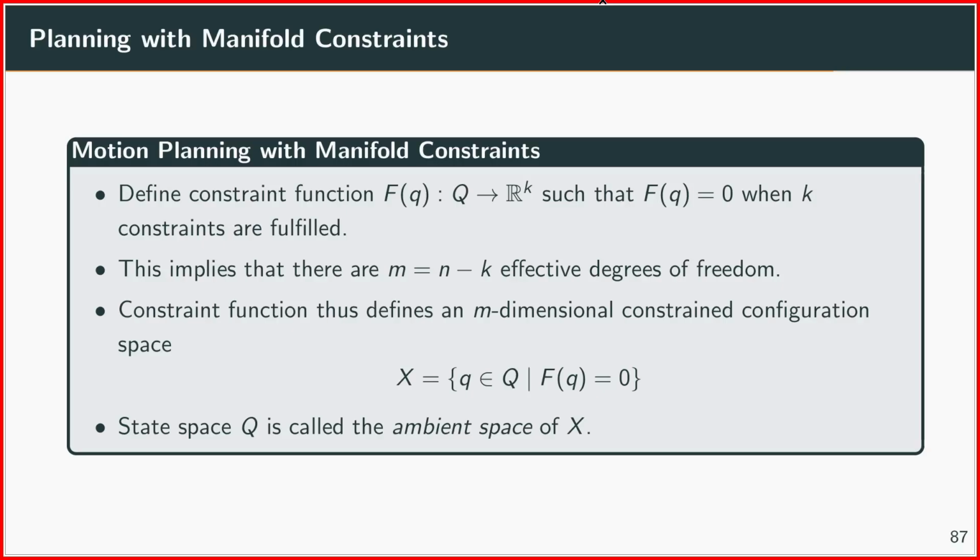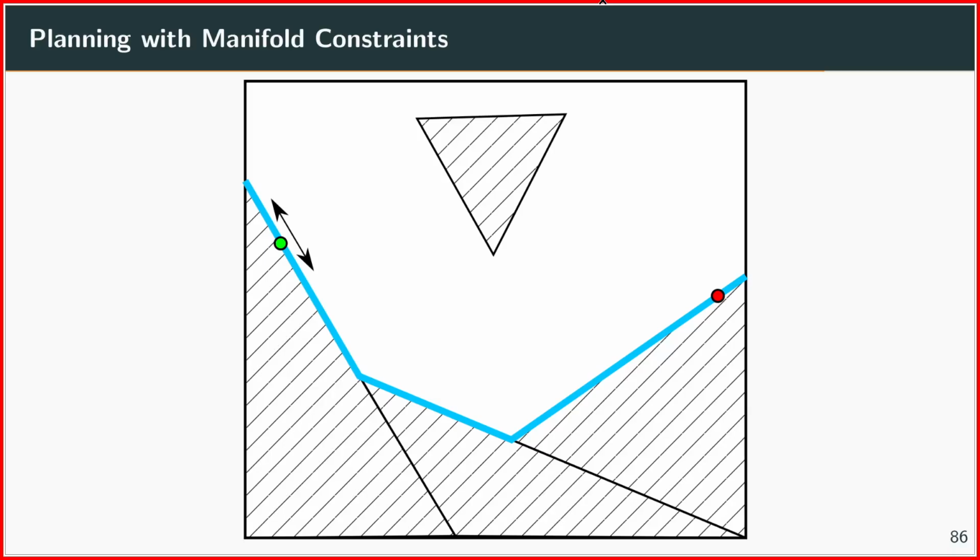Okay, and more formally, we say that motion planning with manifold constraints works by defining a constraint function f, which goes from your configuration space Q to a space R^K, such that f(q) is 0 whenever K constraints are fulfilled. And this implies that instead of having the whole configuration space of n dimensions, you now have only m effective degrees of freedom in which you can move. So in our example here, you suddenly didn't have 2 dimensions anymore, but only 1 dimension.